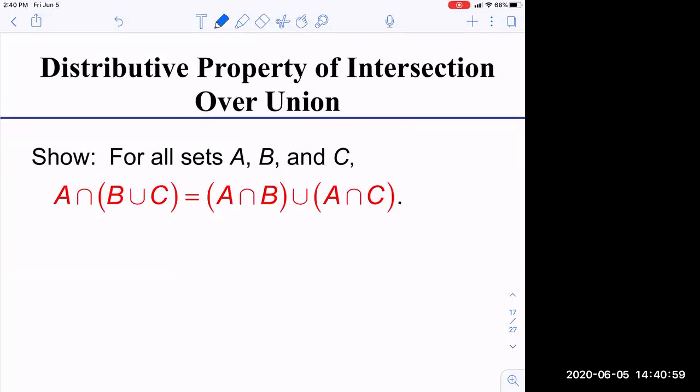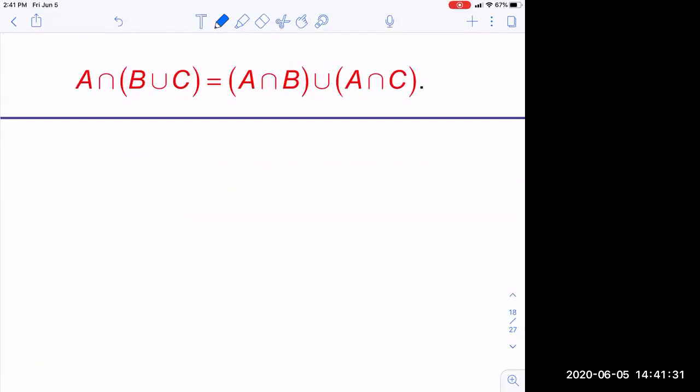Now, here's where I actually want to prove something, the distributive property. I'm going to do this. I need two Venn diagrams. I'm going to do the Venn diagram for the one on the left and then the one on the right. Show you how to shade these so that we can prove conjectures like this.